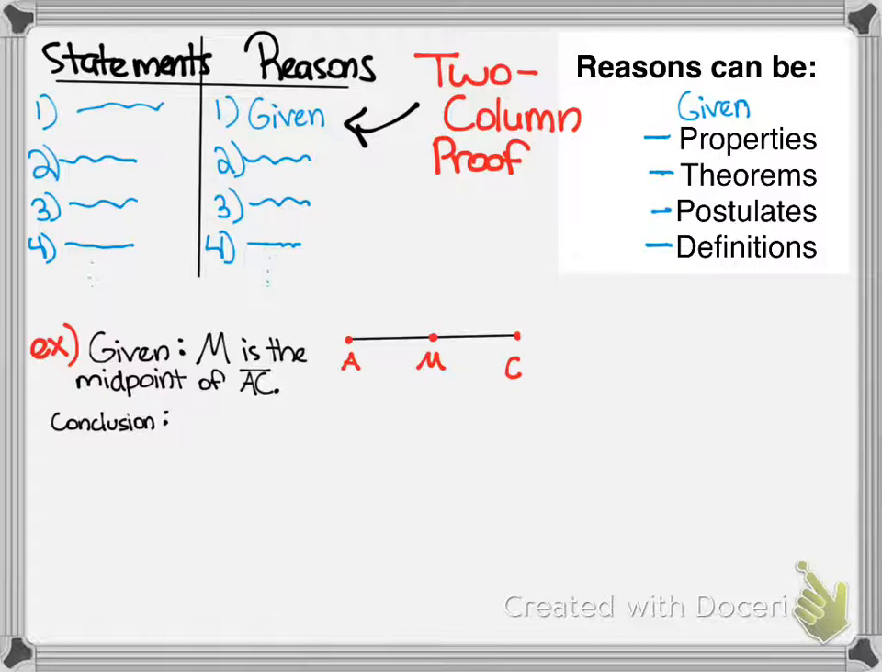So let's look at the following example. We aren't going to do a full proof. I just want to see if we can come up with our reason for this proof. So given that M is the midpoint of AC, what can you conclude? So what does it mean for M to be the midpoint? Well, it means it bisects the segment. So if it bisects the segment, what do we know about that diagram? What else can we say? Well, we can conclude that AM is congruent to MC. I know that these two segments have to be congruent. Now, what would your reason be for that? My reason would be what?